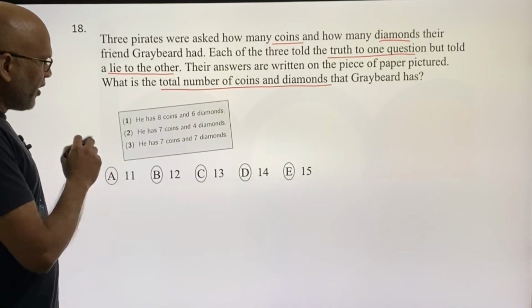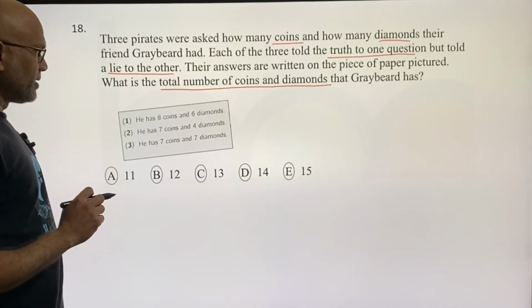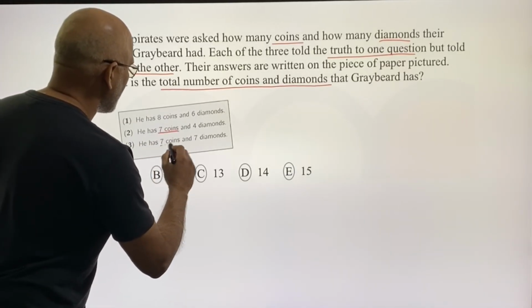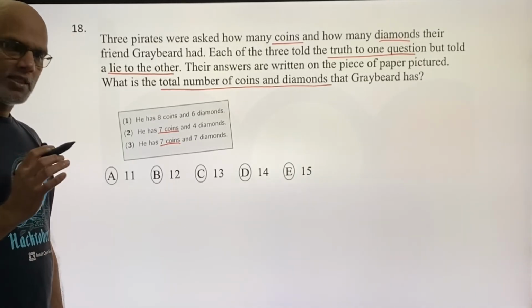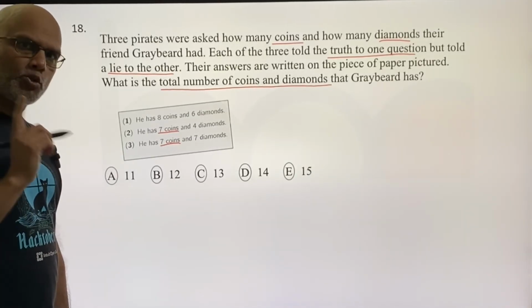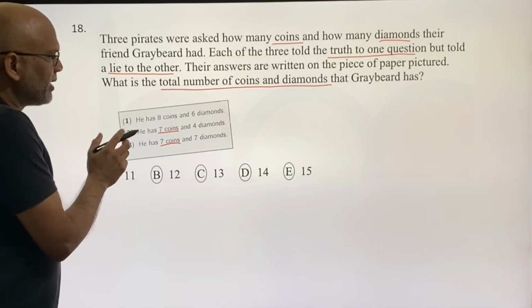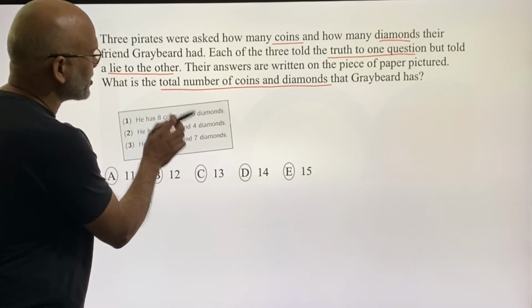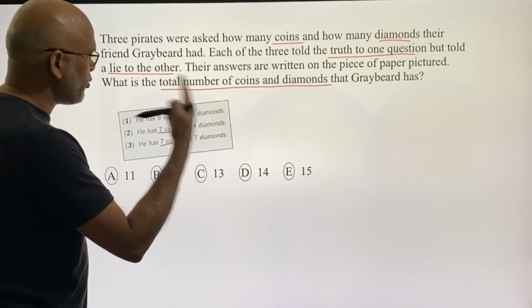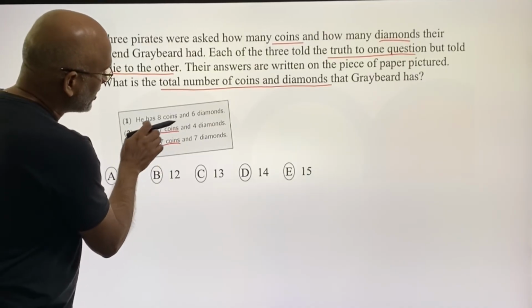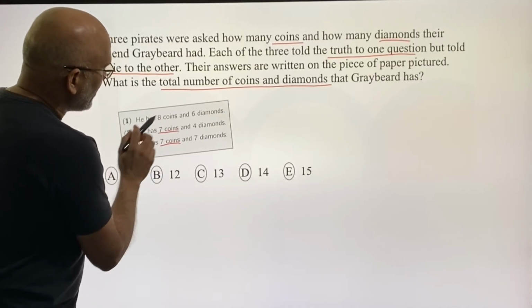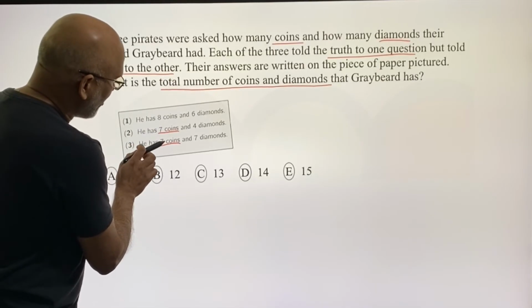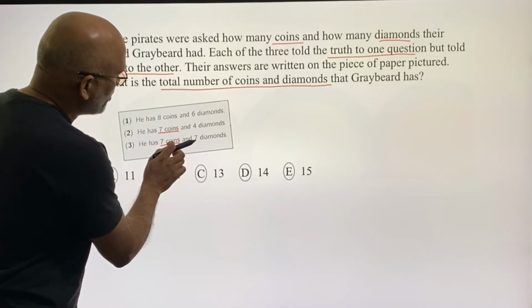Okay, if we look at the 3 statements, we see that both 2 and 3 are saying 7 coins, right? So that must be true, because let's say 7 is not true, then this must be true because they told one truth and one lie. So if this is not true, this must be true, right? But if this is not true, this also cannot be true because they are the same. Now, if this is not true, this has to be true, right?